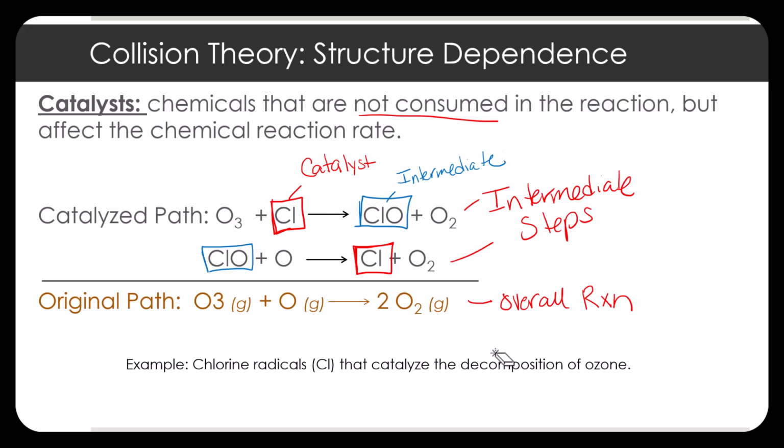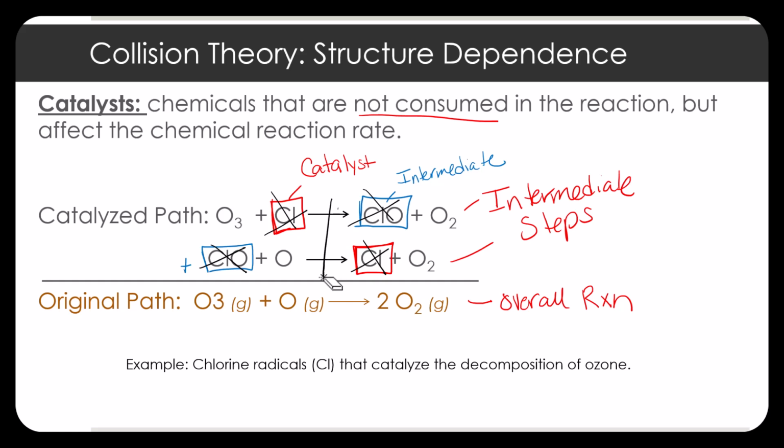When we're trying to get to the overall reaction, we're going to add these 2 intermediate steps together. It's important that we identify catalysts and intermediates because they do not show up in the overall reaction, right? We use it, then we release it, or we produce it, then we consume it. It's not part of the overall reaction.